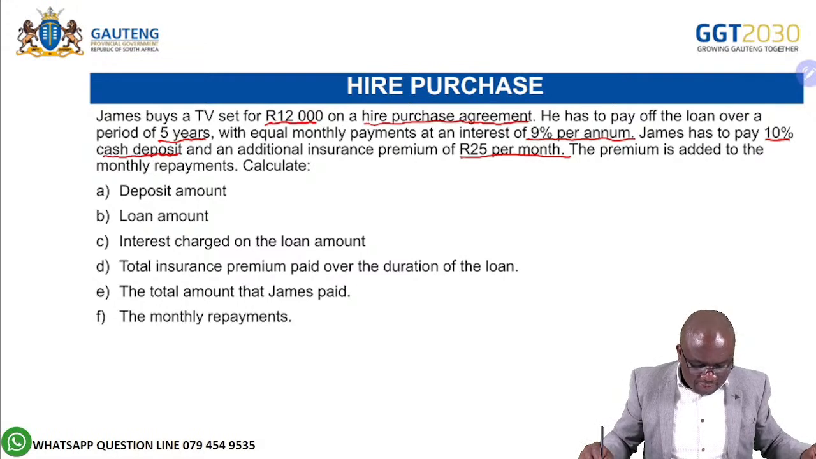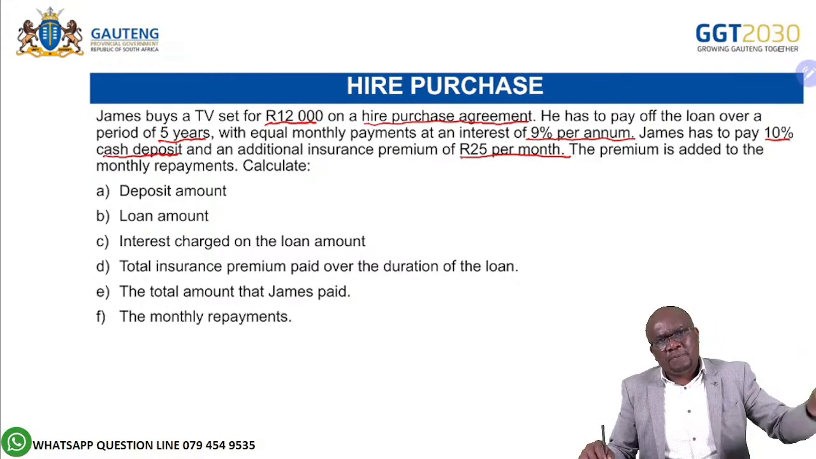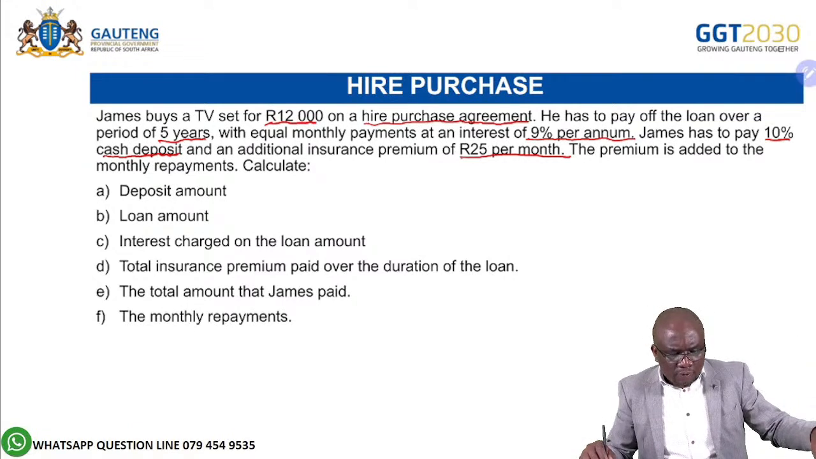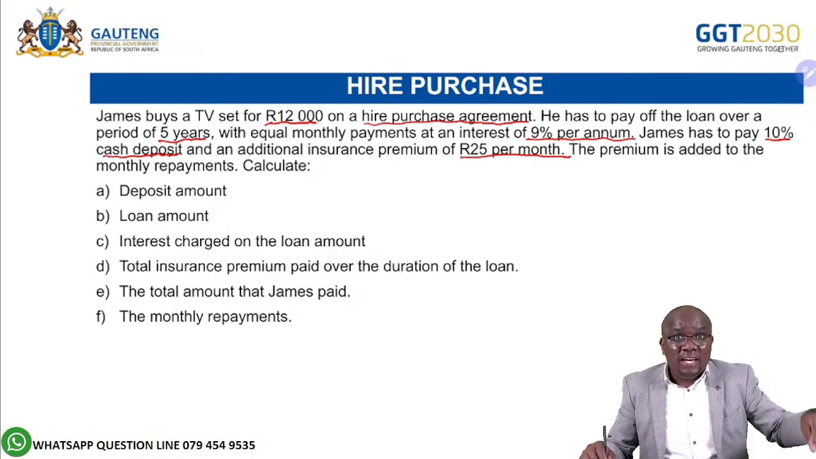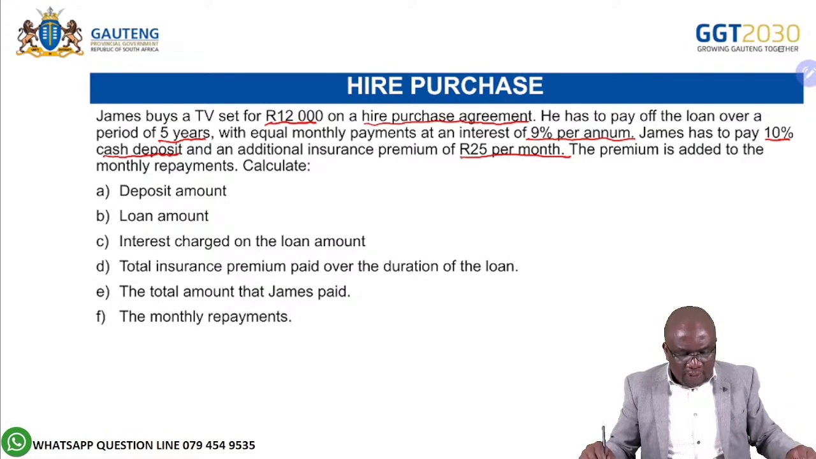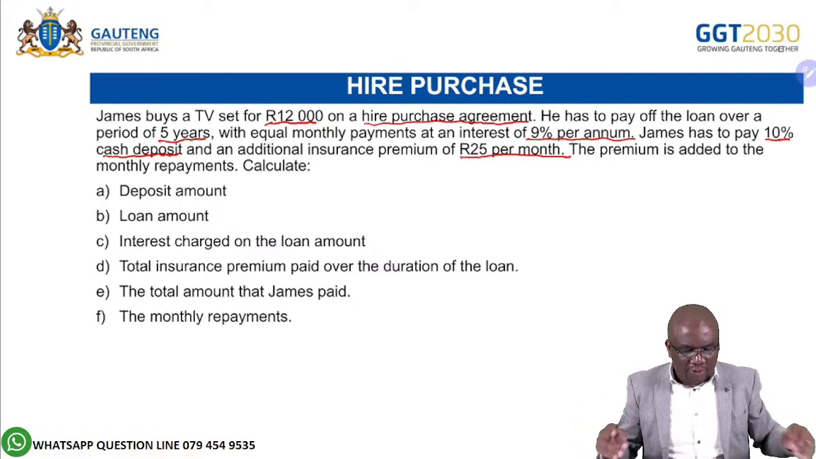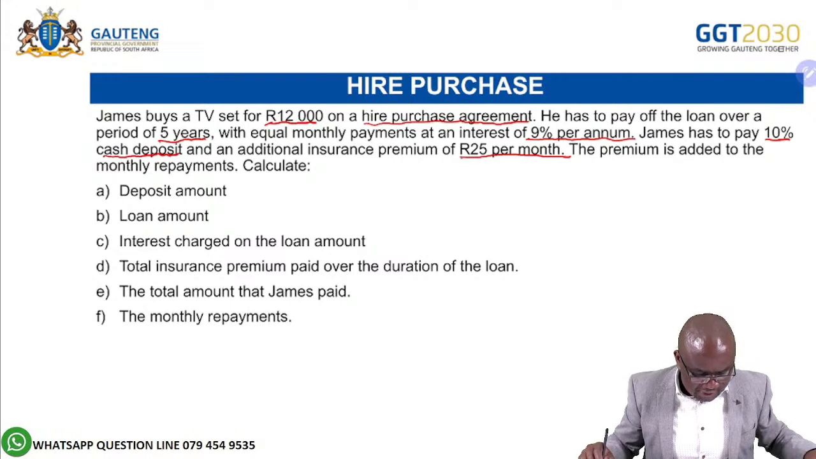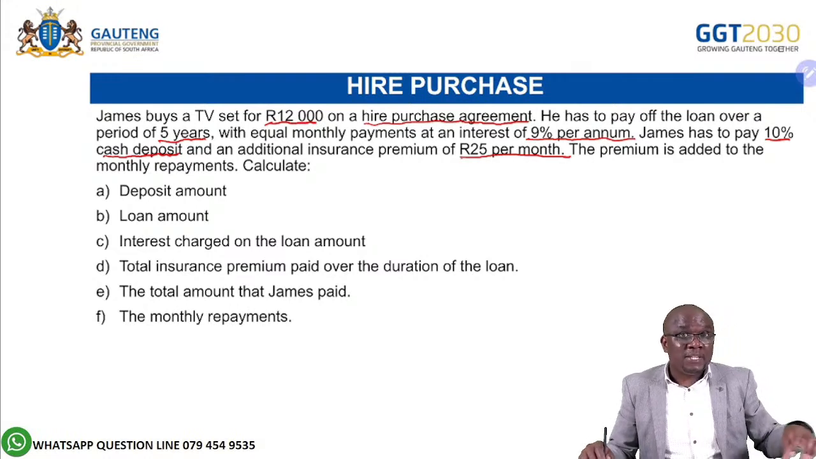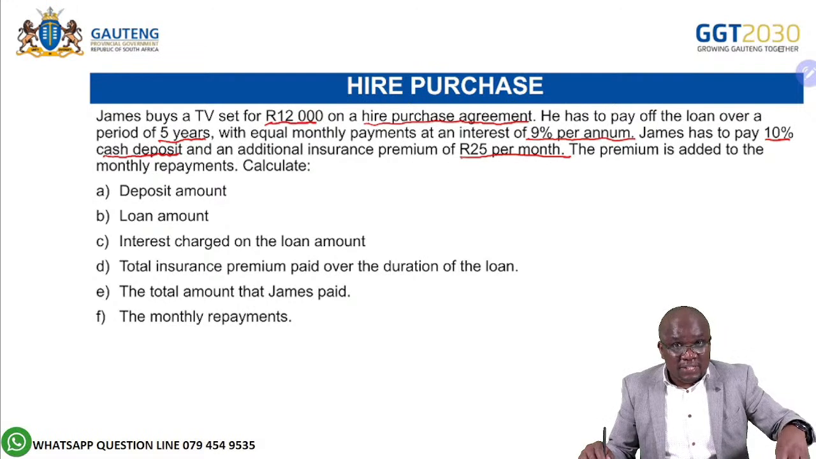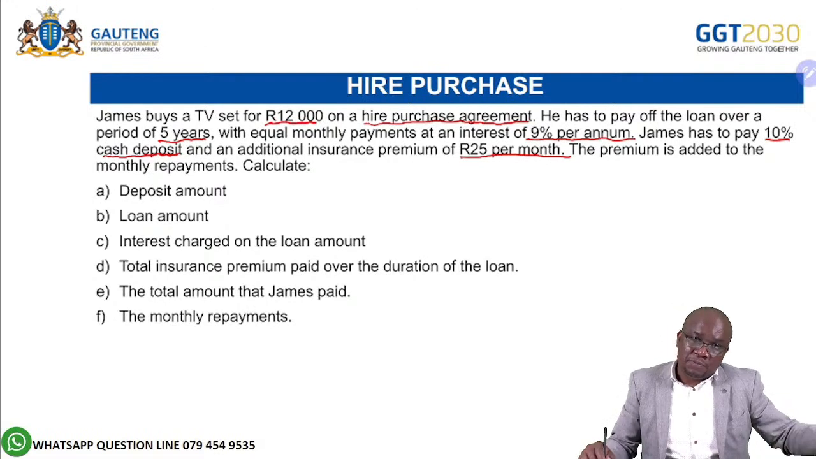The total amount that James paid, the total amount now is going to be the deposit that he paid, the price of the, what is he paying, TV set, and what? And the interest there, and also the insurance premiums. All those combined, you add them, you get the total amount James paid. And then the monthly repayments, you have to be careful here, because the monthly repayments include only the loan amount and the interest and just the premiums, because the deposit he paid, so it is not counted there.